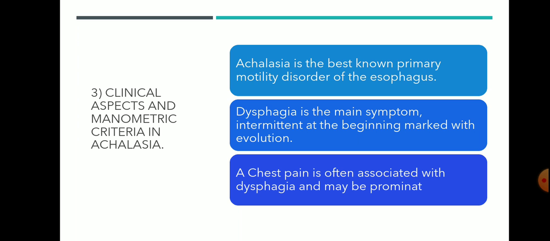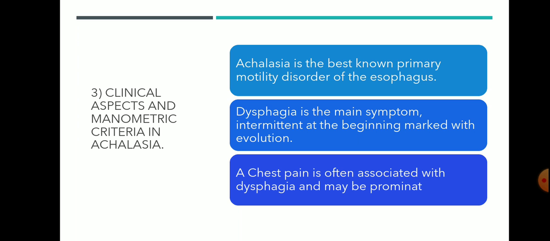The third application of manometry: clinical aspects and the manometry criteria in achalasia. Achalasia is the best known primary motility disorder of the esophagus. Dysphagia is the main symptom, intermittent at the beginning but becoming more marked with the evolution. Although some peculiarities are noted, they are not sufficiently characteristic to establish the diagnosis. Chest pain is often associated with dysphagia and may be the prominent complaint in the early stages of the disease.